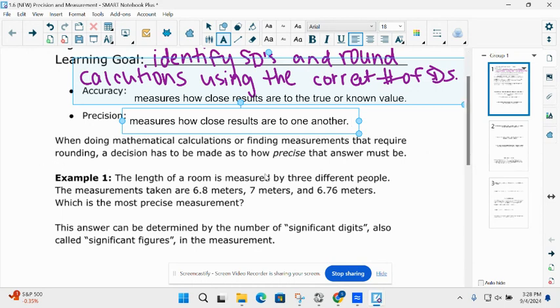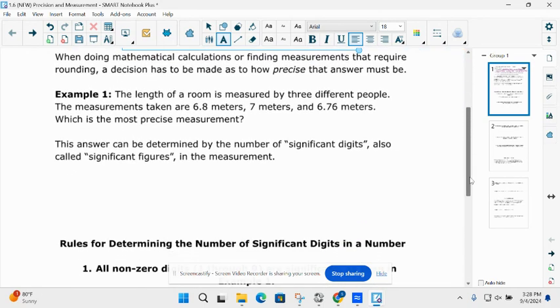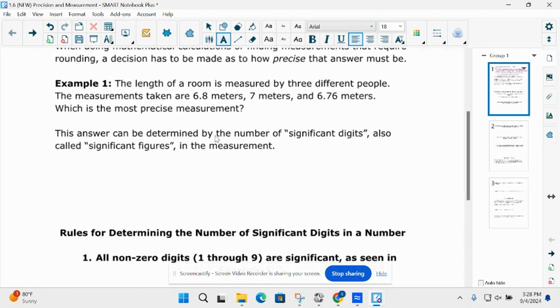Here's an example. The length of a room is measured by 3 different people. The measurements are taken as 6.8 meters, 7 meters, and 6.76 meters. Which of the calculations are the most precise? So precision here is determined by the number of significant digits or the number of significant figures in the measurement.